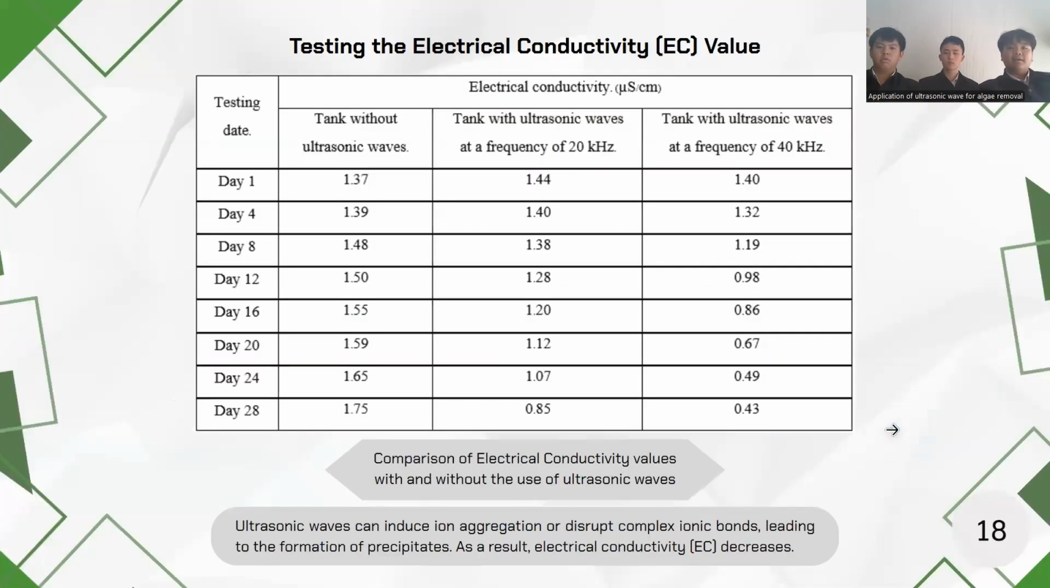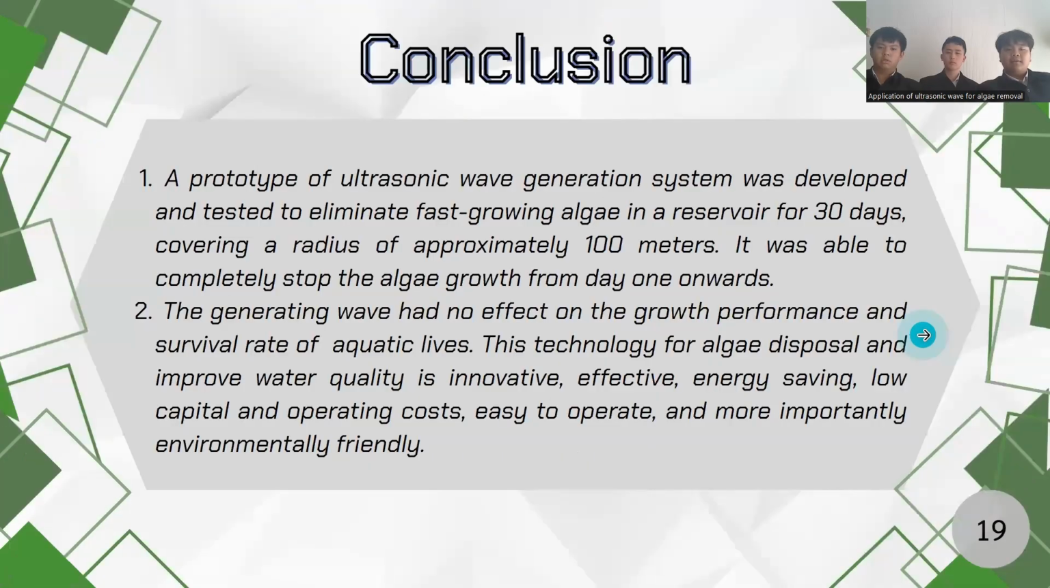Lastly, testing the electrical conductivity or EC value. From the table, it can be observed that the EC for the tank with the ultrasonic device tended to decrease over a period of 28 days, improving water quality. It was also found that the water quality was better and more effective for algae control at 40 kHz. Now, let's summarize.